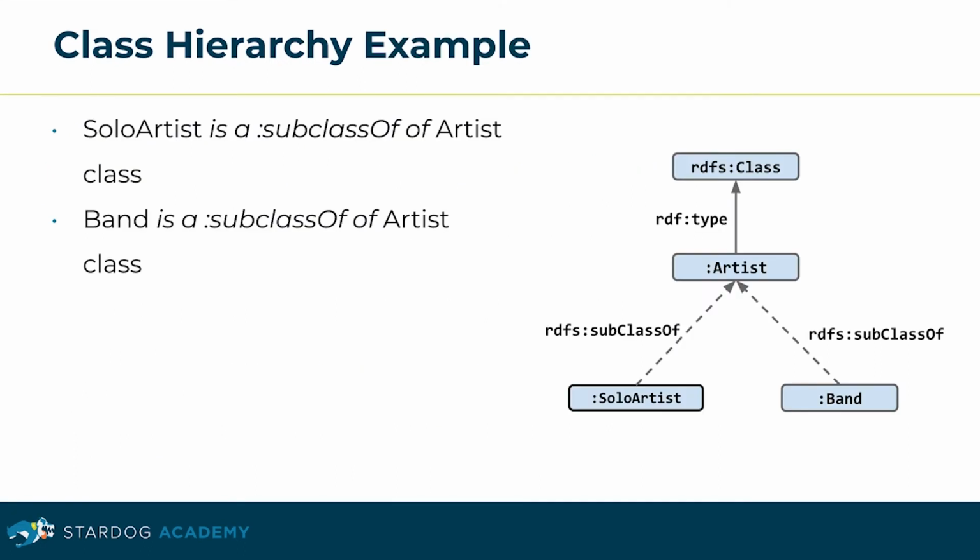So let's see a class hierarchy example. In this example, in my music dataset, artist is defined as of type class, and in this class hierarchy, we have two subclasses, solo artist and band, that are both defined as subclasses of the artist class.